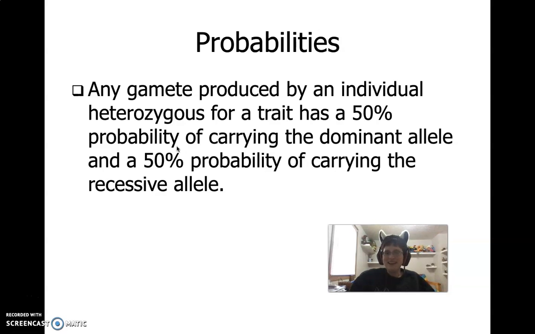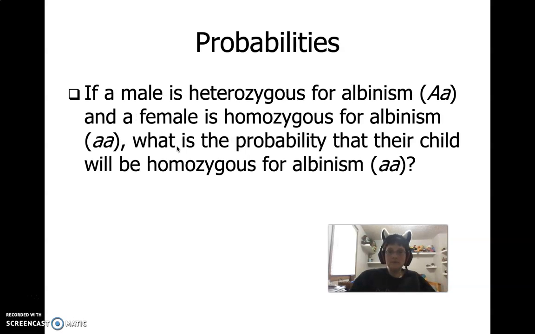Right? 100%. And what's your probability, if you're homozygous dominant, of carrying the recessive allele? 0. Okay, so that's how we're going to work with these probabilities. So if a male is heterozygous for albinism and a female is homozygous for albinism, what is the probability that their child will be homozygous for albinism?